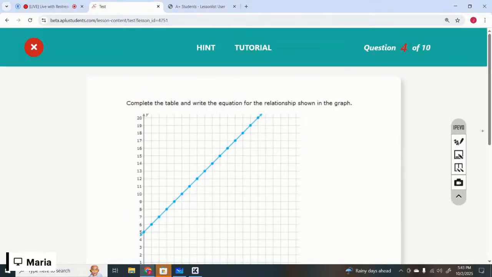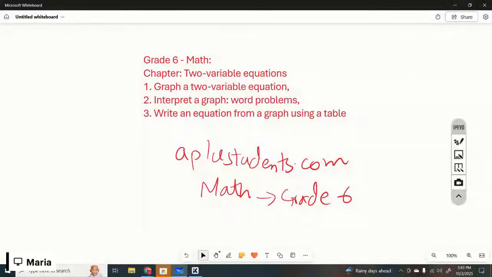Okay, you can complete the lesson by yourself later today. So, math. Later we will interpret graph word problems, and write an equation from a graph using a table. So please make sure before the next session you complete all the practice questions for the lessons we just did. That is your homework until next session.